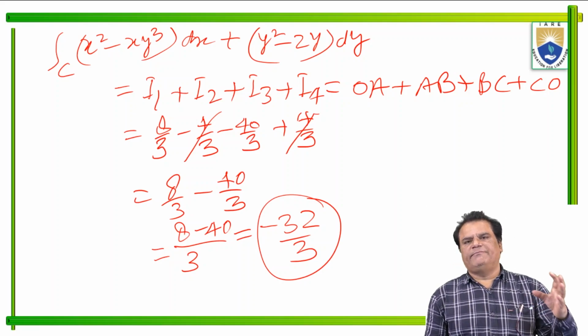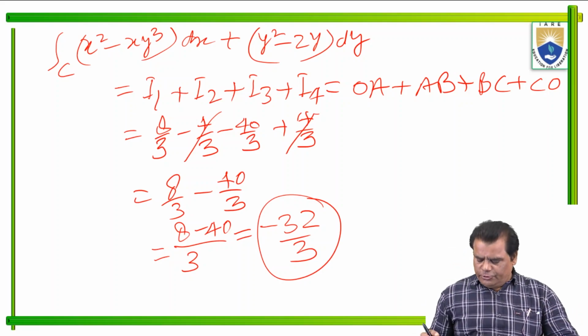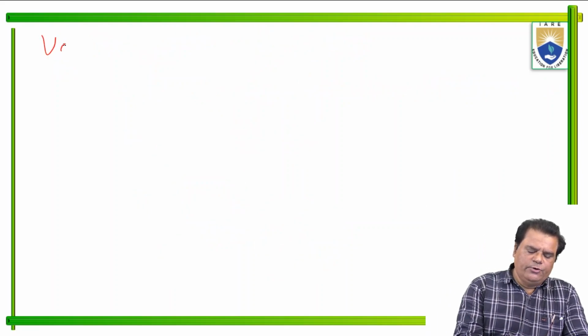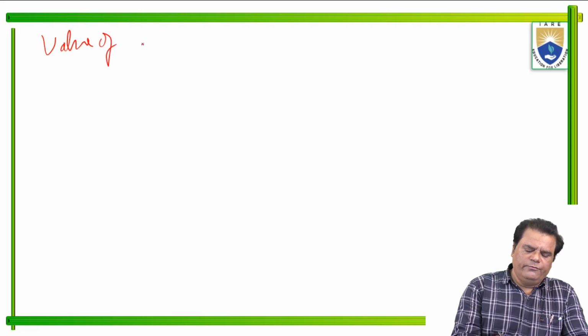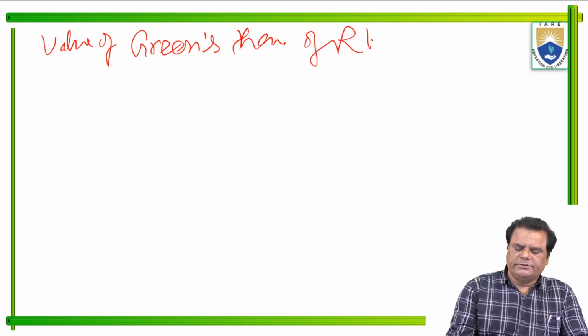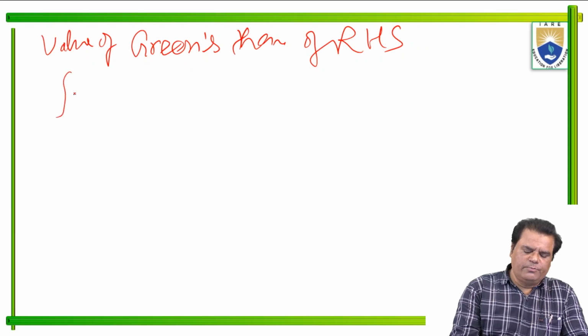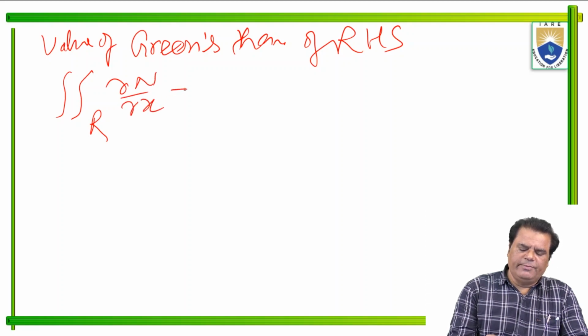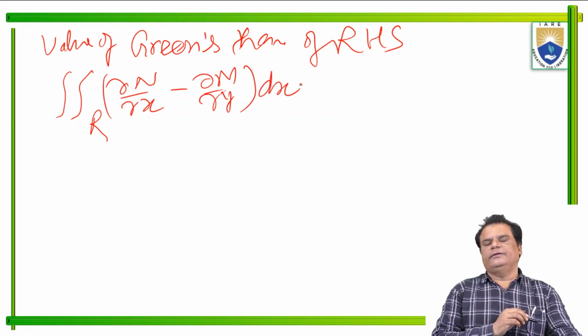This is the value of the left hand side. Now we find out the value of the right hand side, RHS, of Green's theorem. The formula is the double integral over region R of dou N over dou x minus dou M over dou y, into dx dy. Clear?